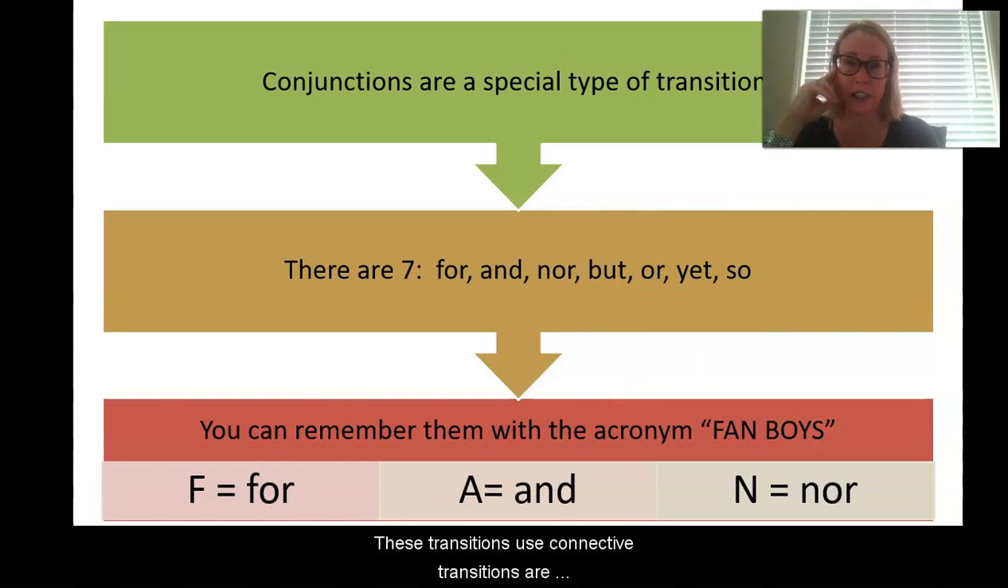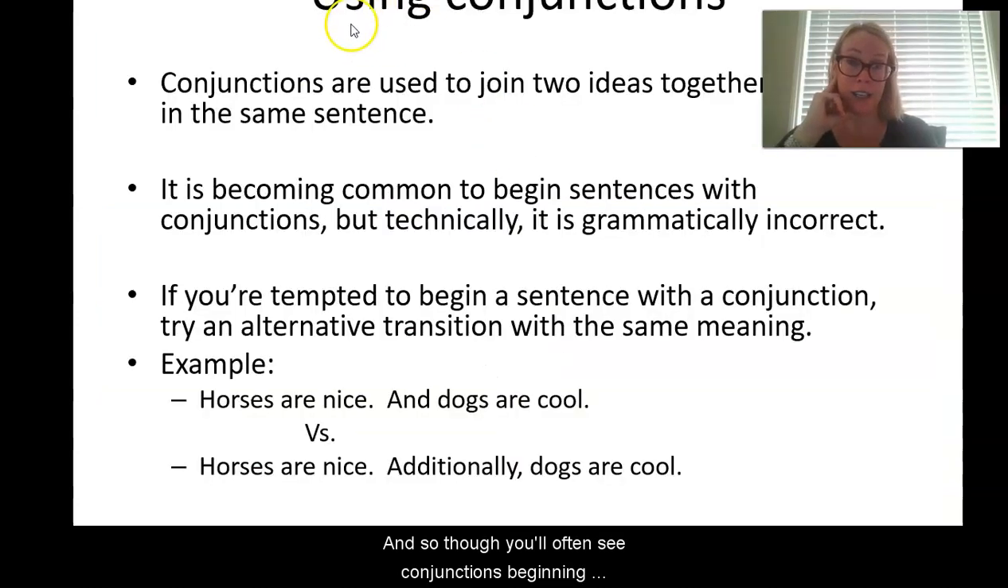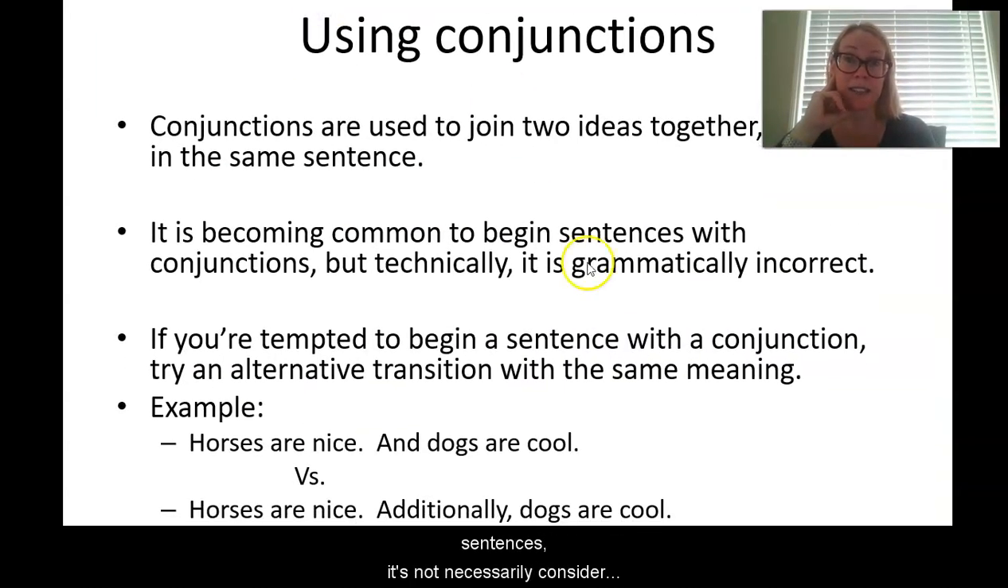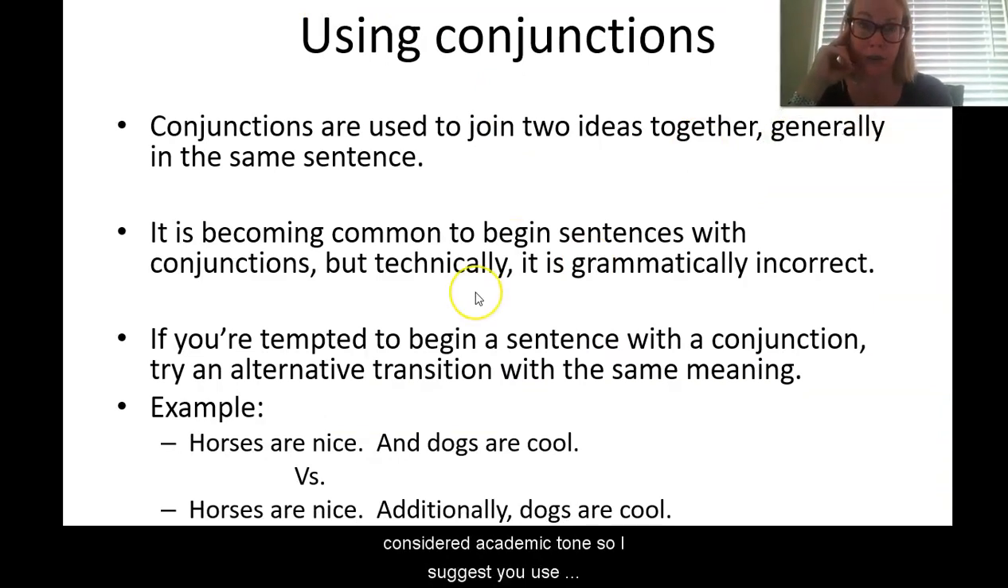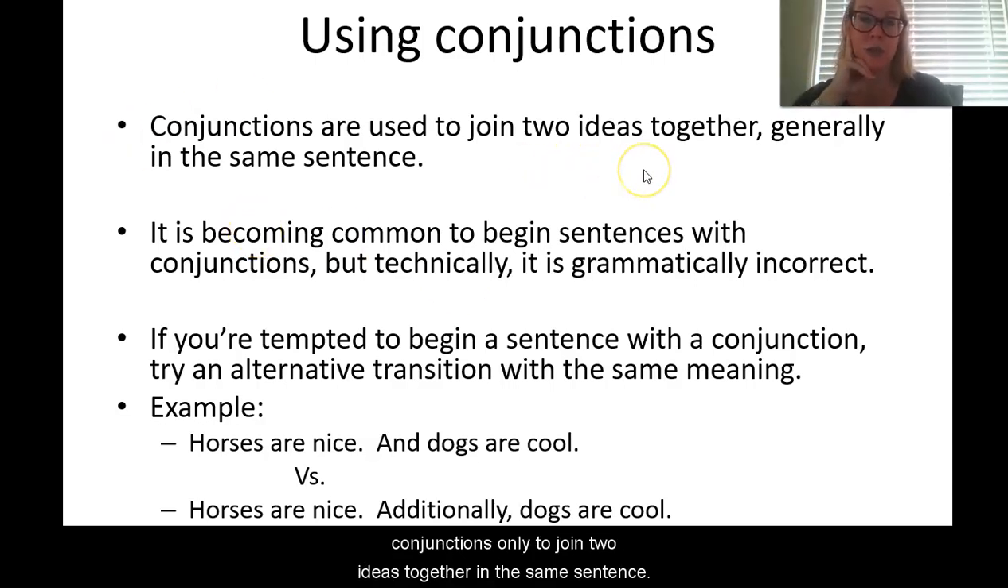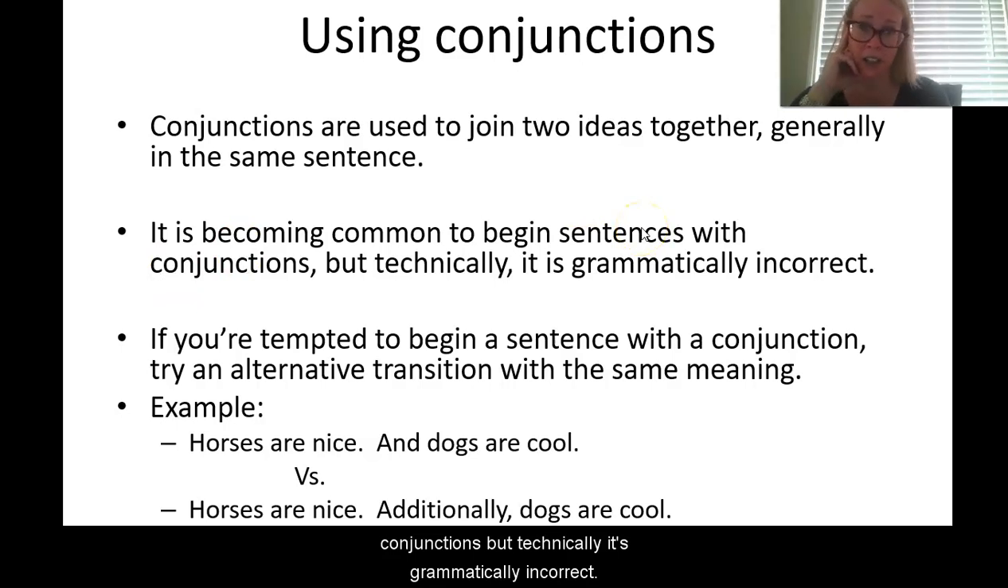These conjunctive transitions are different. Their job is to join 2 things in one sentence. Okay, 2 things in one sentence. And so though you'll often see conjunctions beginning sentences, it's not necessarily considered academic tone. So I suggest you use conjunctions only to join 2 ideas together in the same sentence. Again, it is becoming common to begin sentences with conjunctions, but technically it's grammatically incorrect.